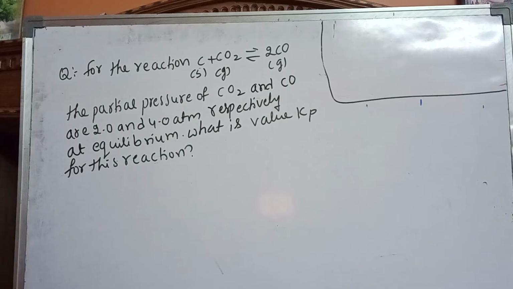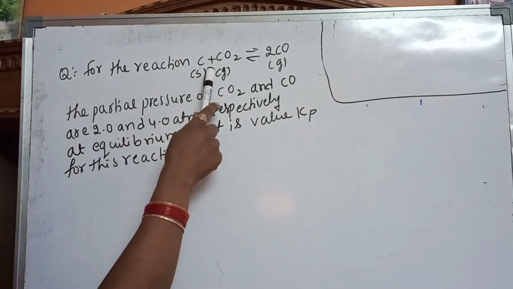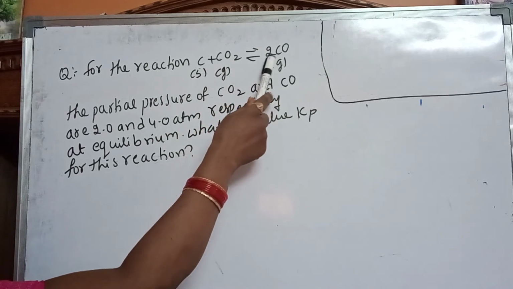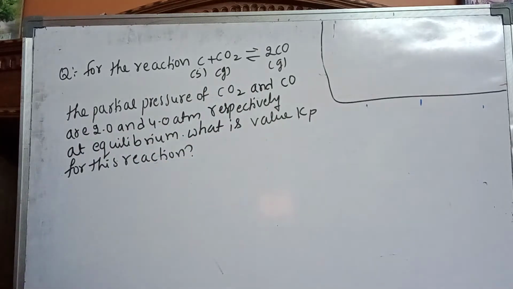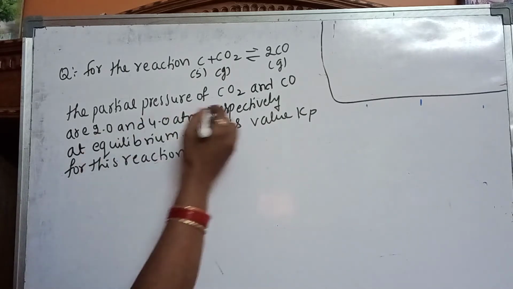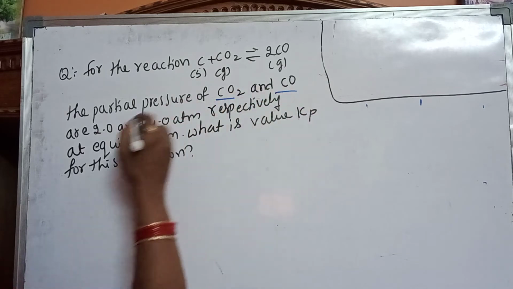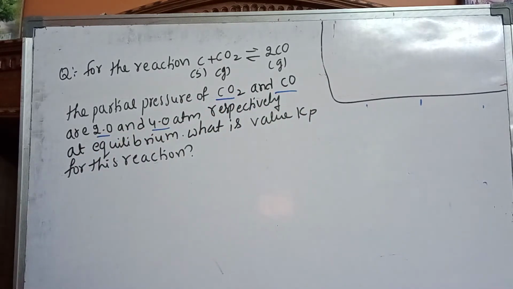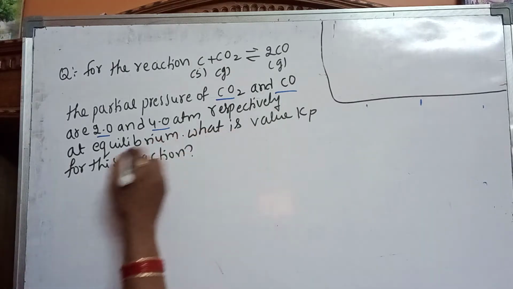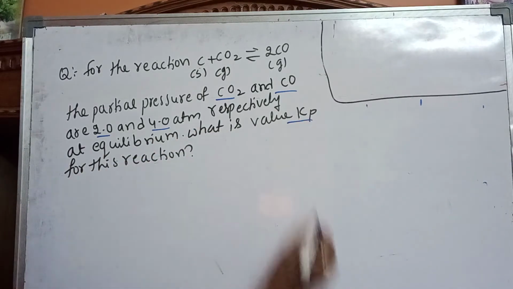Okay, next problem. For the reaction C plus CO2 gives rise to 2CO, the partial pressures of CO2 and CO are given. Isn't it? So here what is given in the problem? The partial pressures of CO2 and CO are given: 2.0 and 4.0 atmosphere respectively at equilibrium. What is the value of Kp for this reaction? We have to calculate Kp.